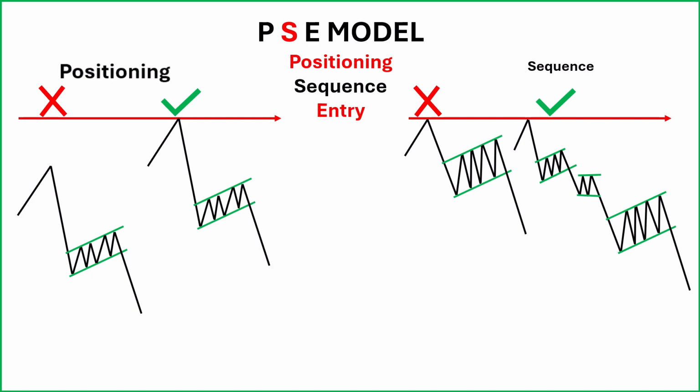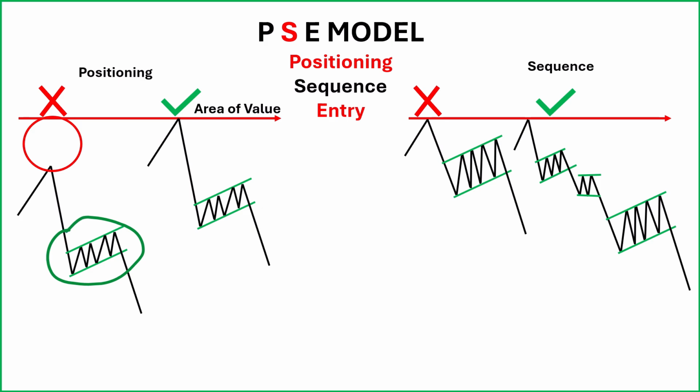Let's take a look at the positioning here on the left. This red line at the top, that's our area of value. It's the key zone where we expect high probability trades to form. Now, when we look at this first example, notice something important. The market has left a huge gap between price and the value area. That distance is a red flag. Why? Because it tells us the market isn't currently positioned well for an entry. We're too far from where the best risk-to-reward setups usually form.